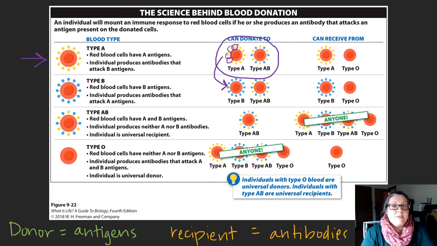So if I'm thinking about the recipient, so I am type A blood. I'm going to circle up here in green.